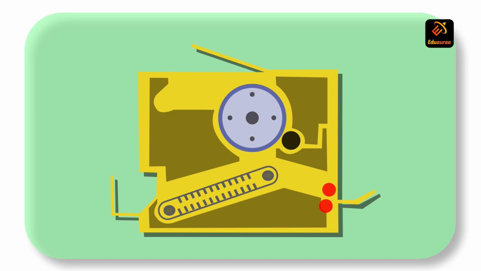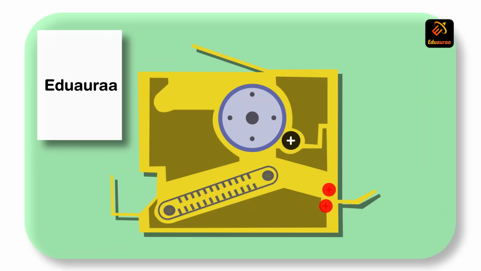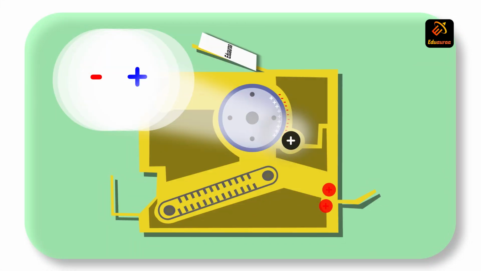The black powdered particles are called toner. They stick to a tiny carrier on account of electrostatic force. The negatively charged toner particles are attracted from the carrier to the rotating drum, where net positive charge is induced.